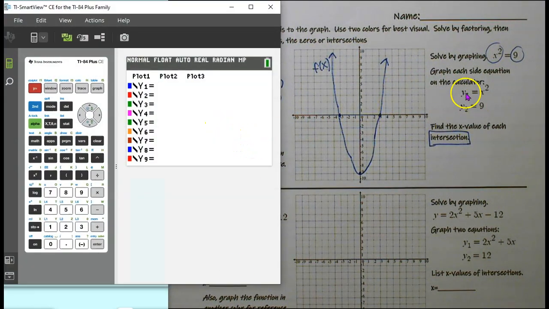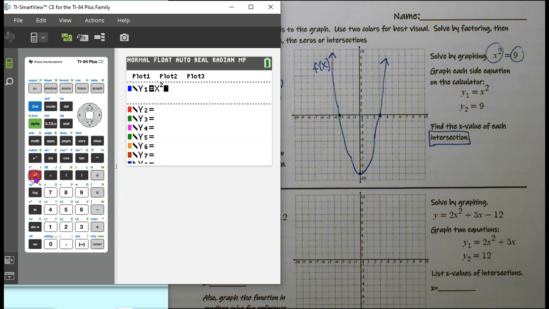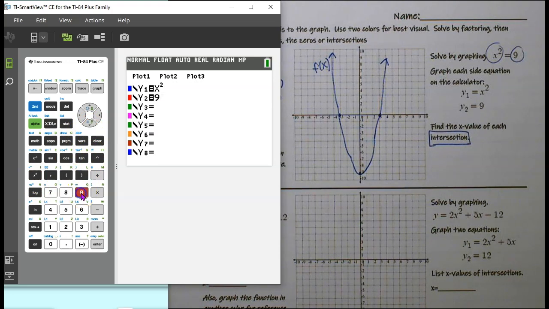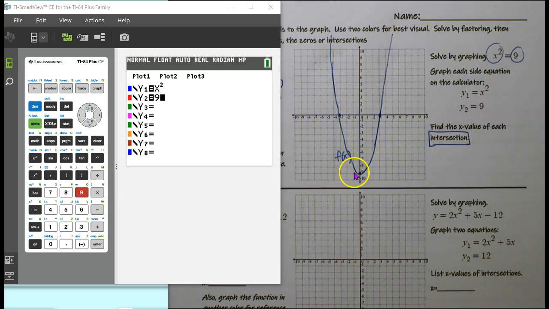I'm going to put in two equations just like I've written out here for you. So y1, let's put in x squared. So here's x, and then the squared button is over here. Then I want to graph y equals 9. So I'm doing just like I've got typed out on this side here. All right, and I fixed the graph of my first parabola a little bit so that it wouldn't be in the way of this one.